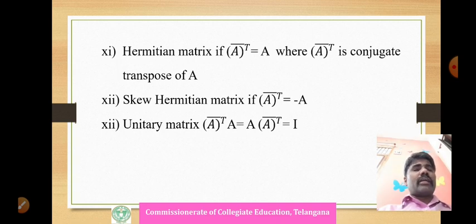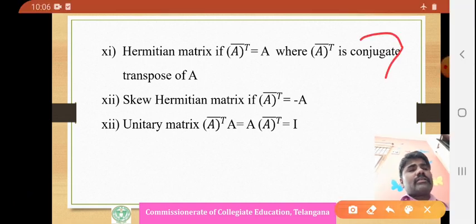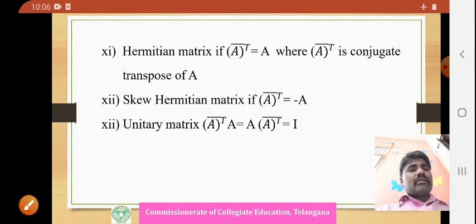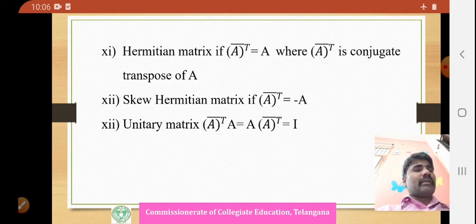When we are talking about Hermitian, skew Hermitian, and unitary matrices, we understand that the elements are complex numbers, which may be in the form A plus iB. That means every symmetric matrix is a Hermitian matrix, every skew symmetric is a skew Hermitian, and every orthogonal is a unitary. But a unitary matrix is not necessarily orthogonal, skew Hermitian is not necessarily skew symmetric, and Hermitian is not necessarily symmetric.